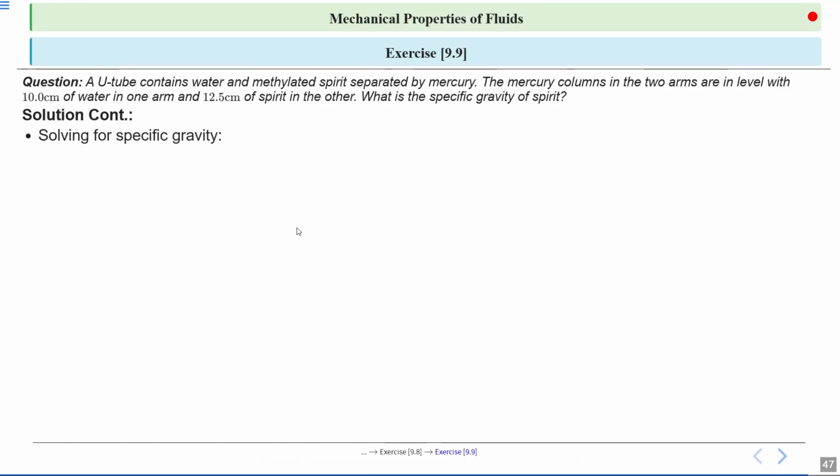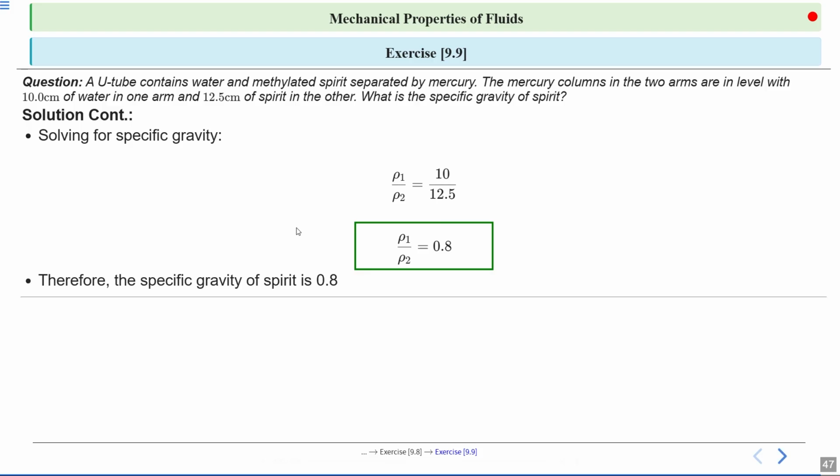Now solving for specific gravity, rho 1 upon rho 2 equal to 10 upon 12.5. So it will be 0.8. So the density of spirit is 0.8 times density of water. This value 0.8 is the specific gravity of the spirit. So this is the answer.